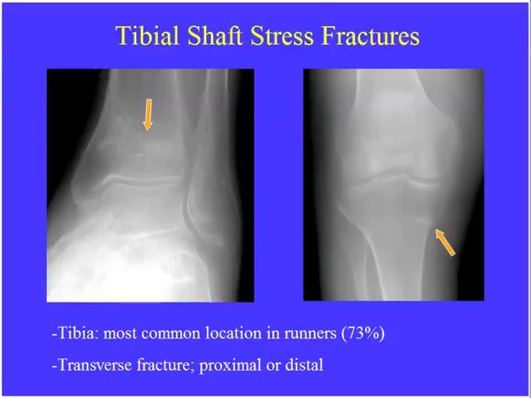Okay, we can also see these on plain film as areas of sclerotic signal abnormality extending perpendicular again to the long axis of the bone. We see it here distally and proximally. So these are stress fractures of the tibia.